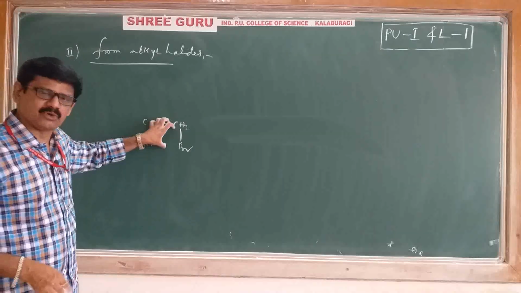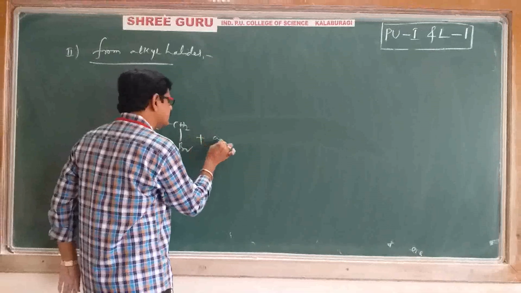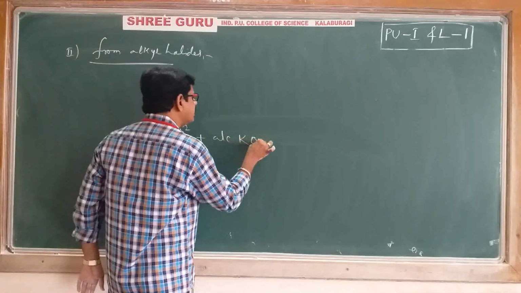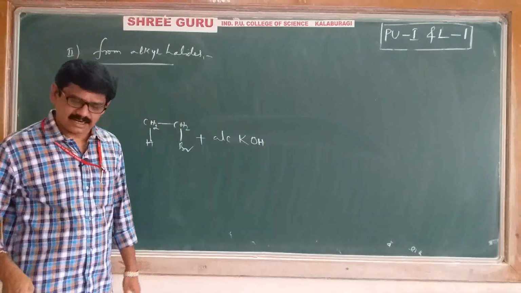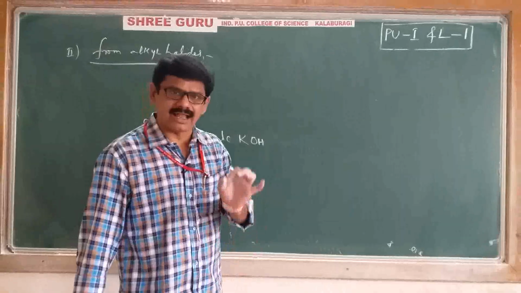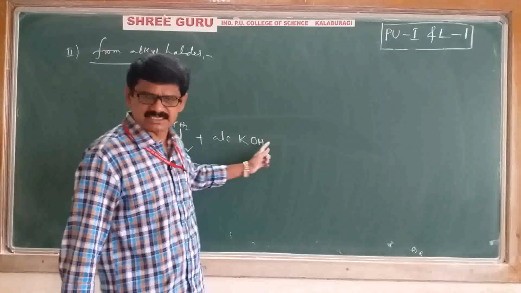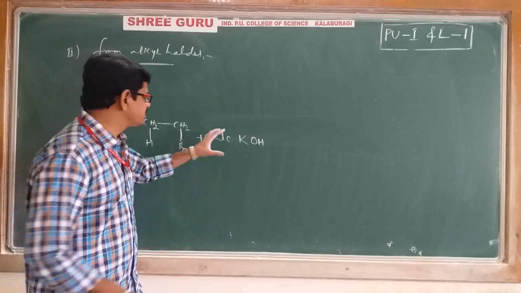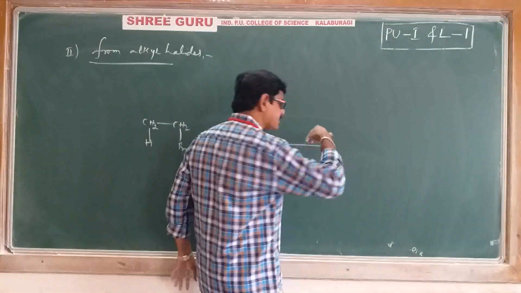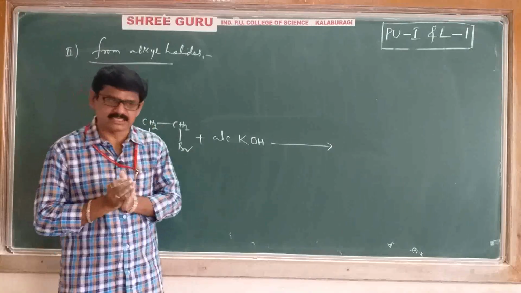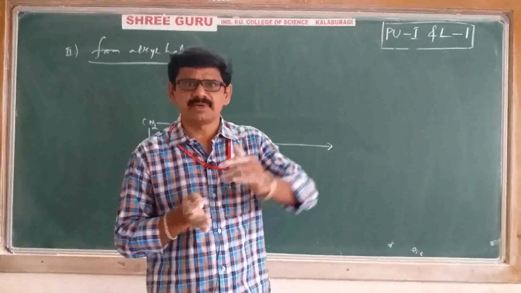And this ethyl bromide we are heating with alcoholic potassium hydroxide. This alcoholic potassium hydroxide is also called alcoholic potash. KOH is also called potash. When it is reacted with alcoholic potassium hydroxide, the thing that happens here is nothing but elimination.